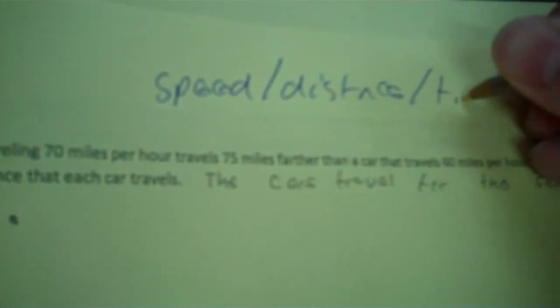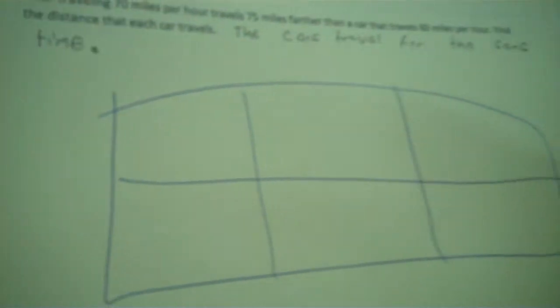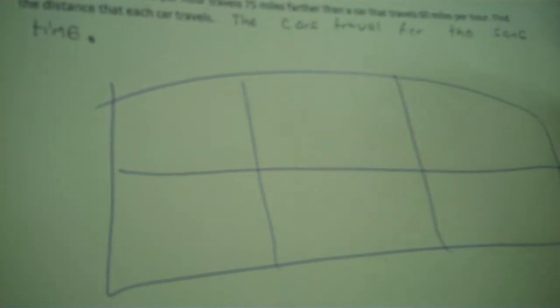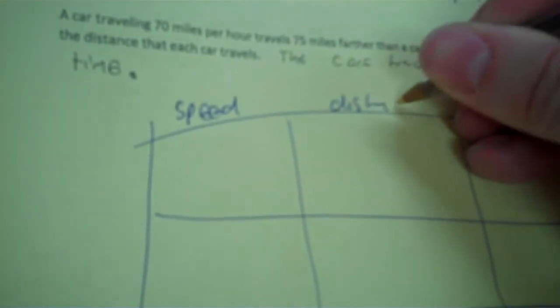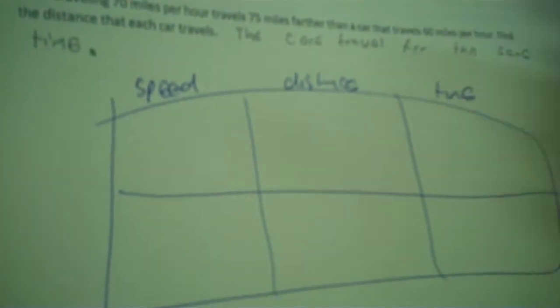This is a speed, distance, time problem. We're talking about speed, distance, and time. So I'm going to make a chart. You split it in half and you make 3 columns. This is my speed. This is the distance. This is the time. And we're finding the distance. We have to figure that out.